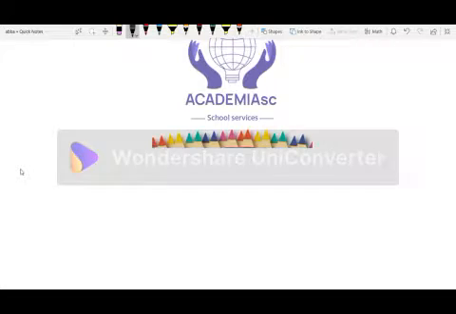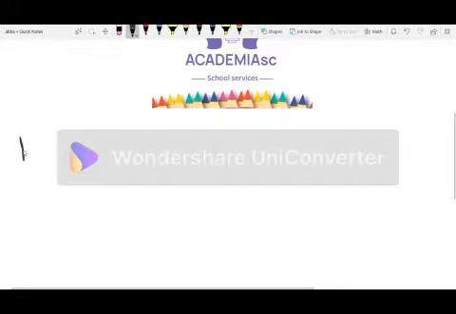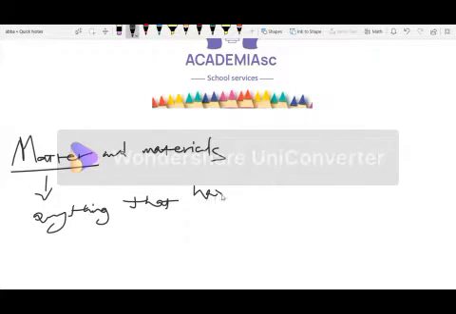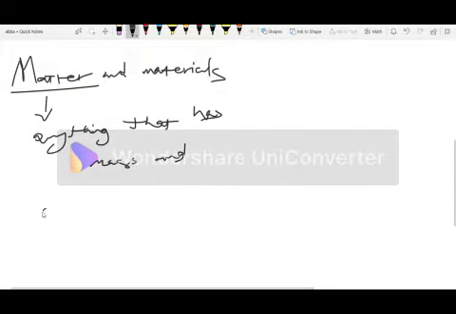So I wasn't so sure what to do. But then what came into mind is matter and material, right? So matter, we already know the definition of matter. We can say it is anything that has mass and occupies space, right?